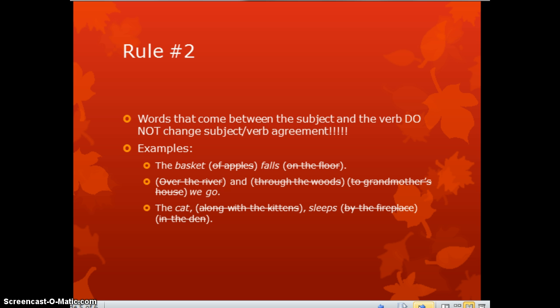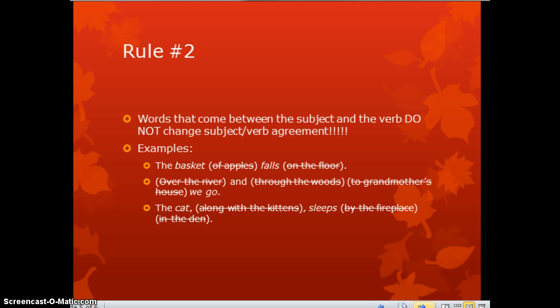So the first example, you'll see the basket of apples falls on the floor. Of apples and on the floor have been crossed out because they are prepositional phrases. Many of you probably would be tempted to say the basket of apples fall on the floor because apples is plural. You would want to put falls, but in all actuality, apples is not the subject of the sentence. Basket is. So you have to make sure your subject, basket, agrees with your verb, which is falls.